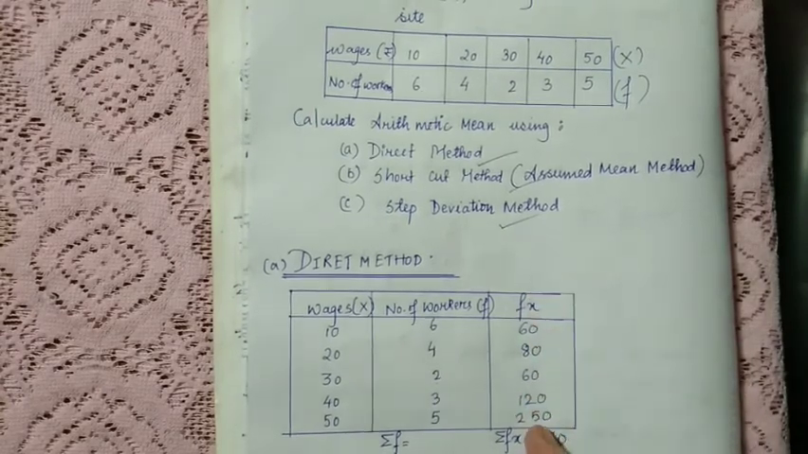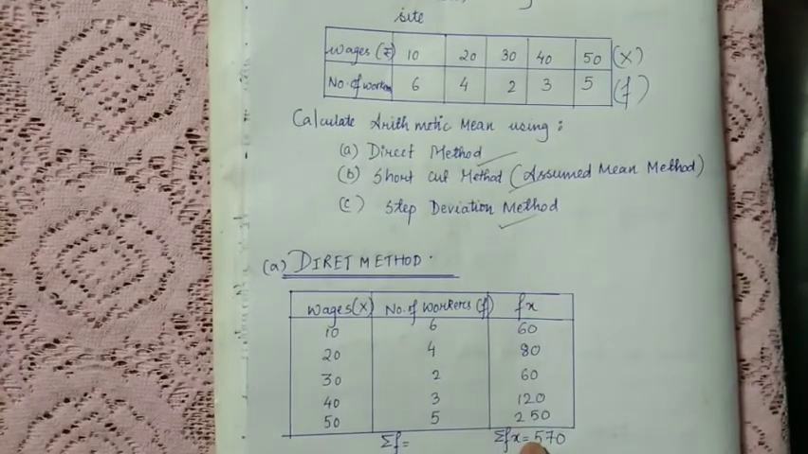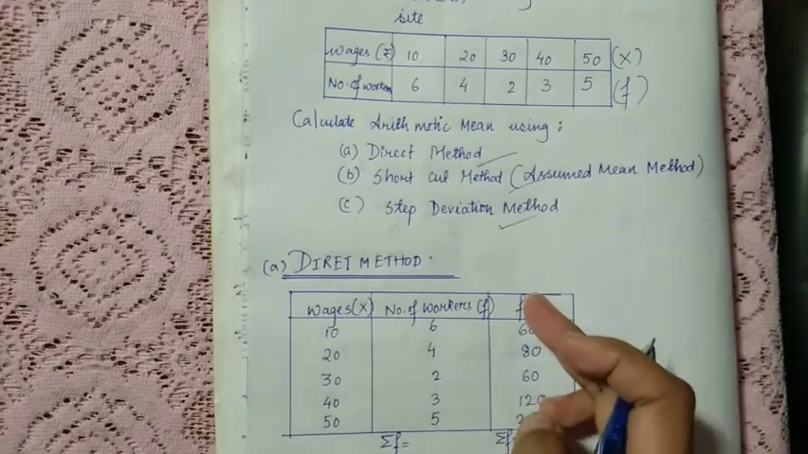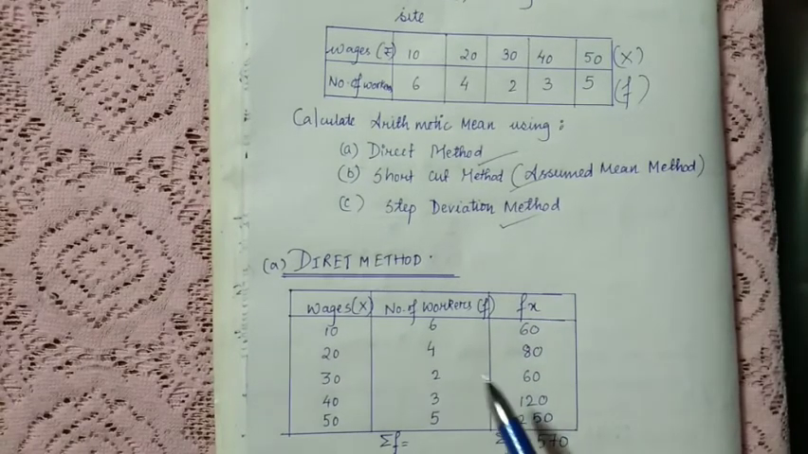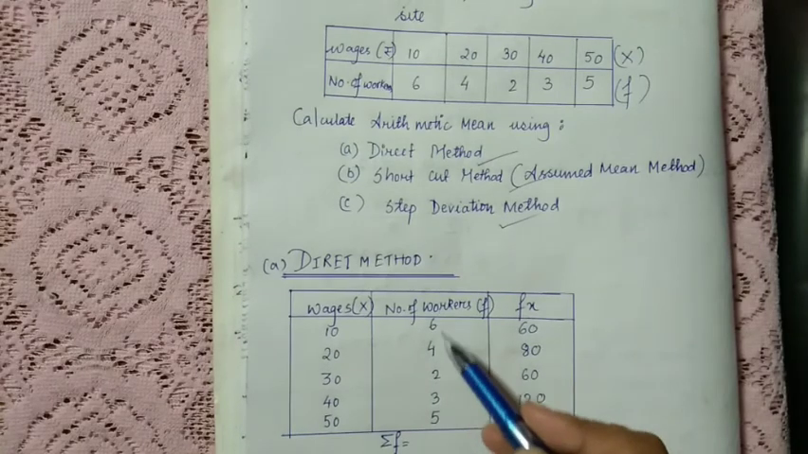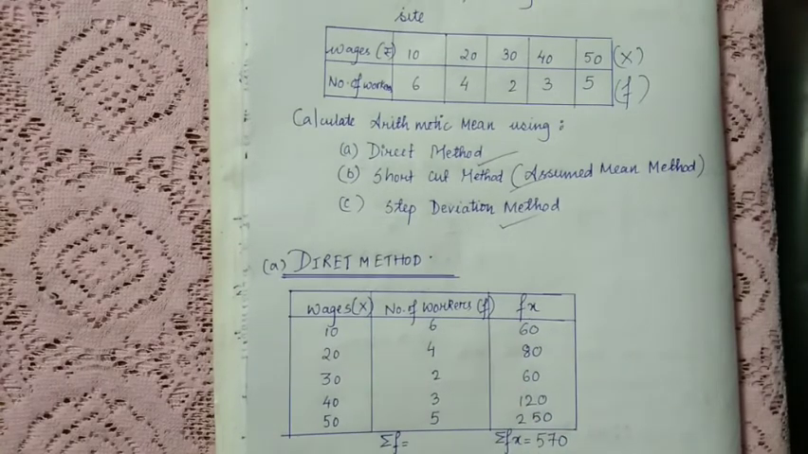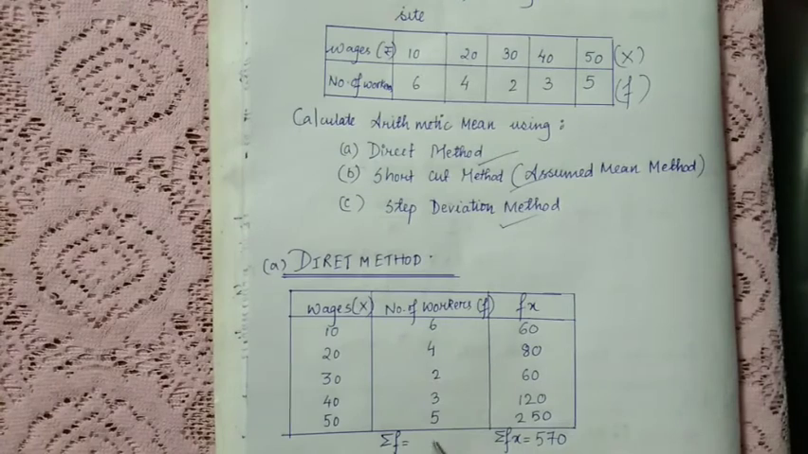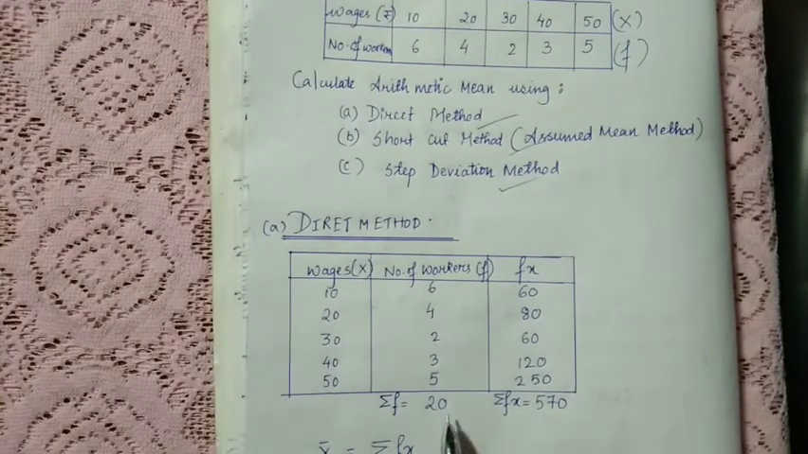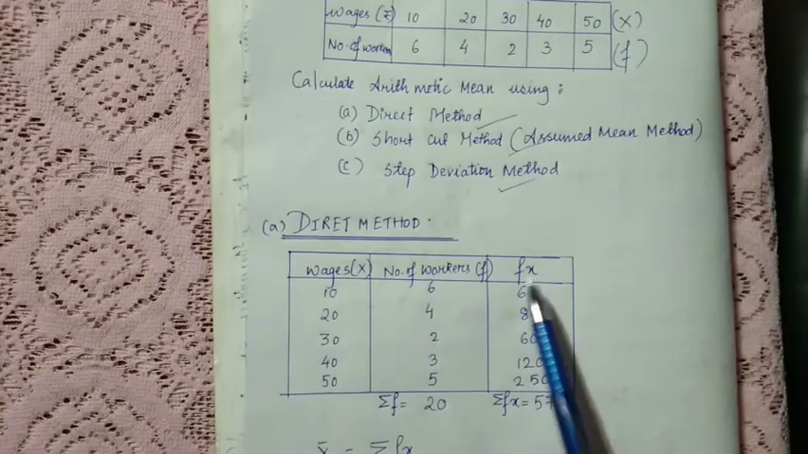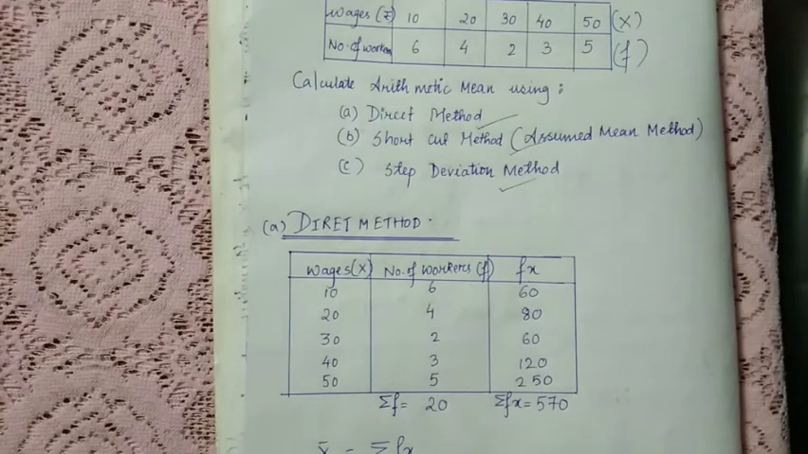We need to sum up the sum of all observations. So we need to add all the fx values, and we will get sigma fx. And we need to find out the f value also. The sum of all the f values, we will get sigma f. It will be 20. Once we get the fx value and x value, we will find out the mean.